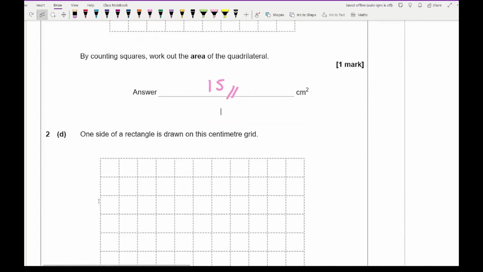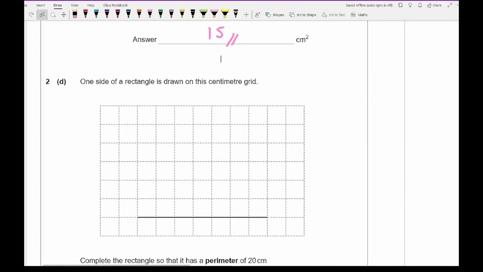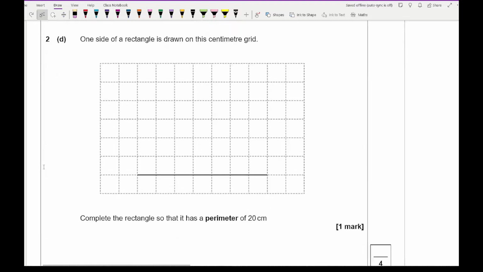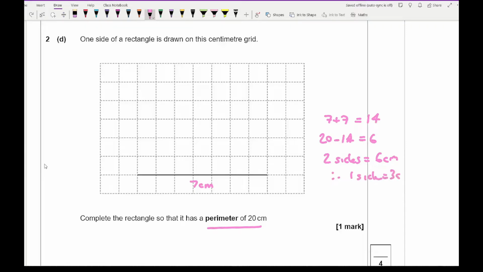And then for 2D, it says one side of the rectangle is drawn on a centimetre grid, and to complete the rectangle so that it has a perimeter of 20 centimetres. Well, this first length is 7 centimetres, so 7 plus 7, because we've got 2 equal sides on a rectangle, is 14. 20 minus 14 is 6. So we've got 2 sides that equal 6 centimetres, so therefore one side must equal 3 centimetres.